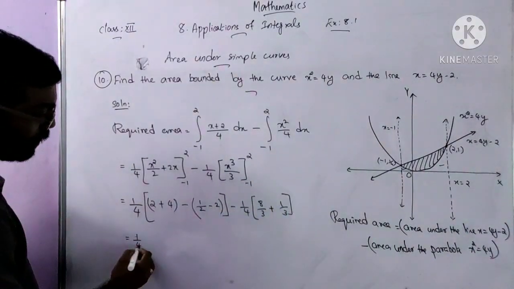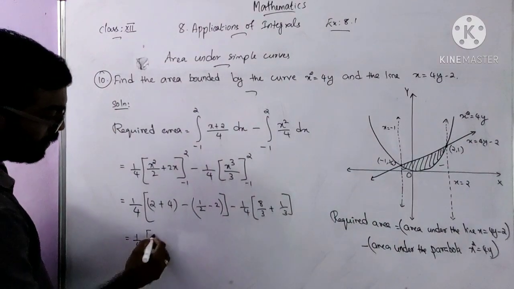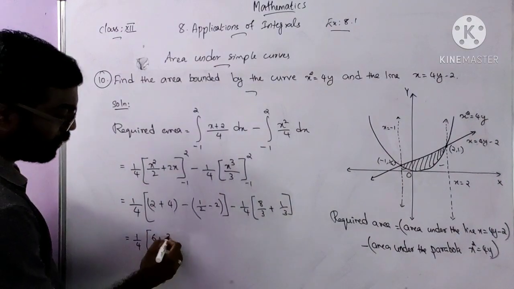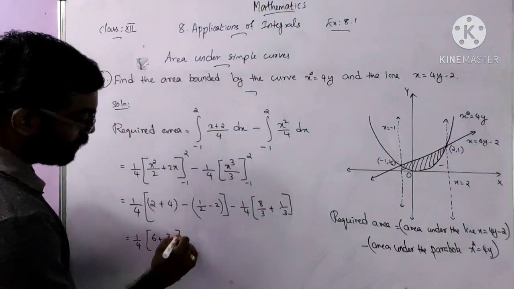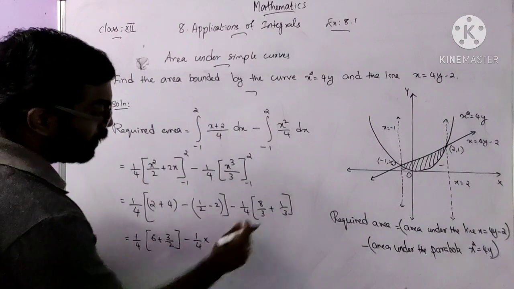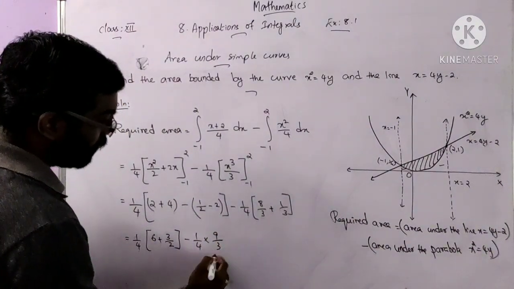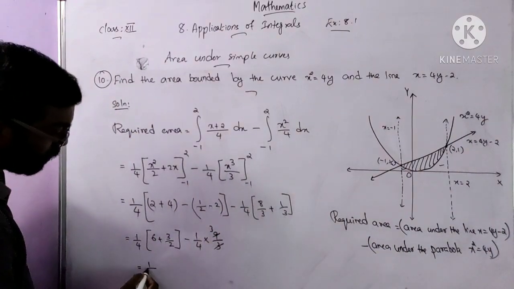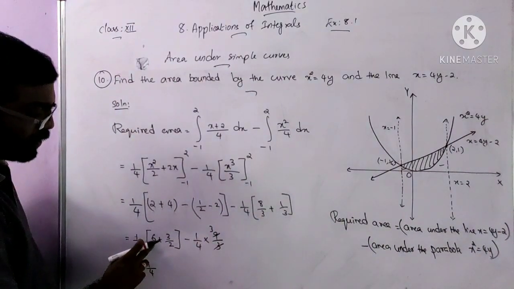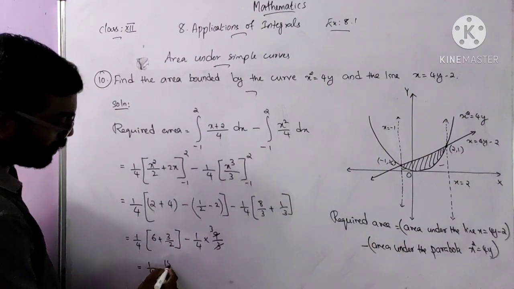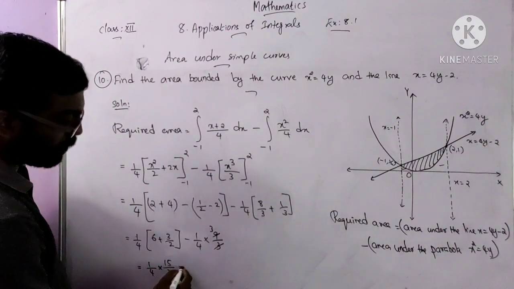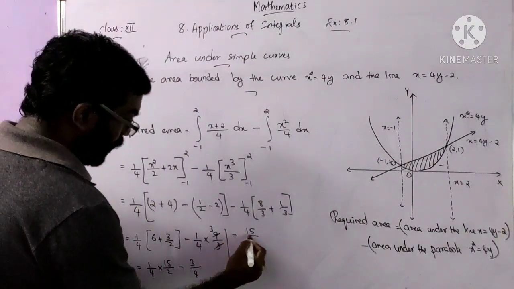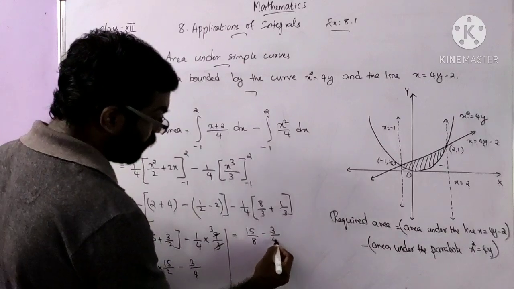So 1 by 4 into 2 plus 4 is 6. Then minus 1 by 2 minus 2, minus 5 by 2, so plus 5 by 2. Minus of minus plus. Then minus 1 by 4 into 8 plus 1 is 9, 9 by 3. This 3 and 9 will get cancelled. We get 3. Okay. So 1 by 4, 6 twos are 12, 12 plus 3 is 15, 15 by 2. Then minus 3 by 4. Which is equal to 15 by 8 minus 3 by 4.